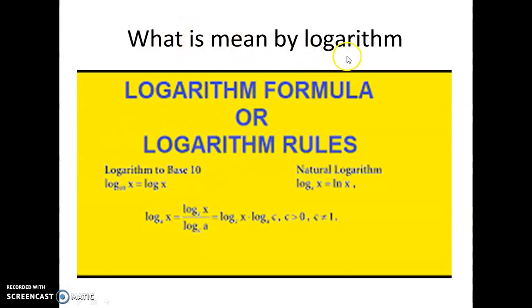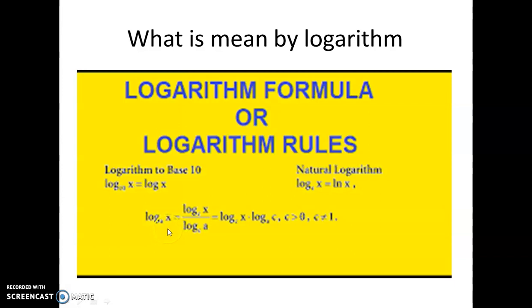Now, what is meant by logarithm formula or logarithm rule? Logarithm to base 10, log 10 of x is equal to log x. And natural logarithm, log x to the base e is equal to ln x. In a scientific calculator, they are denoted ln and log. If log is there, remember that 10 is the base of the logarithm, and if ln is there, the base is e. Here they introduce the change of base rule.